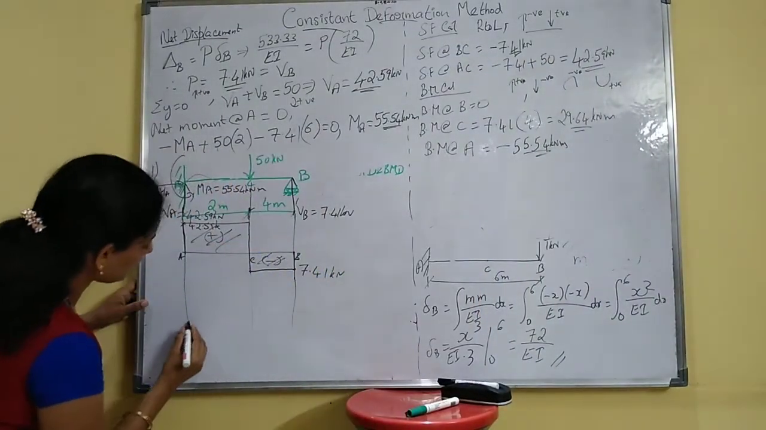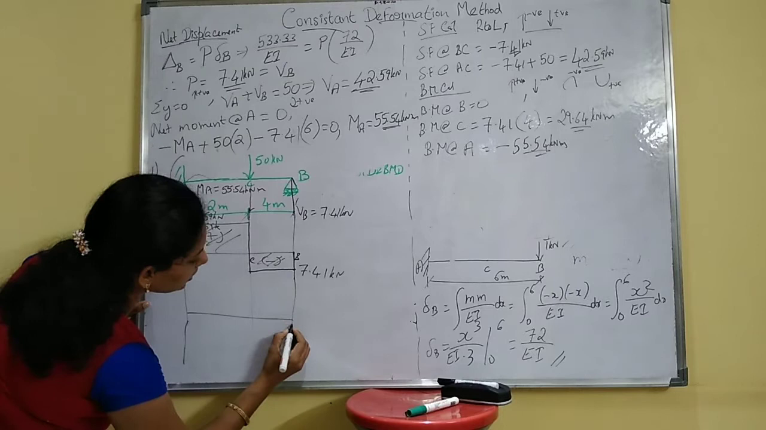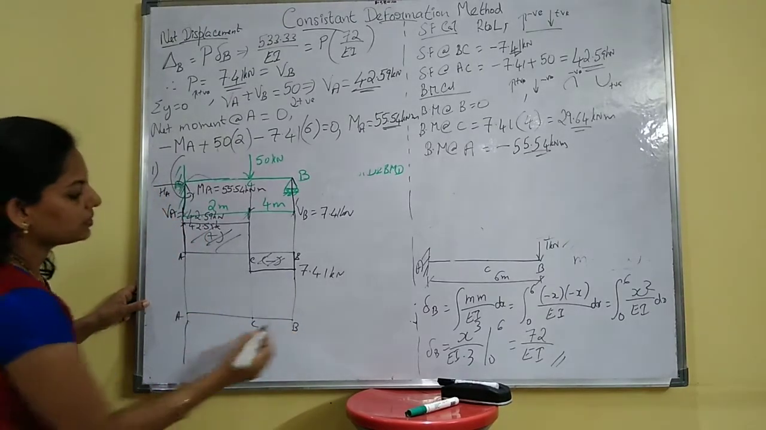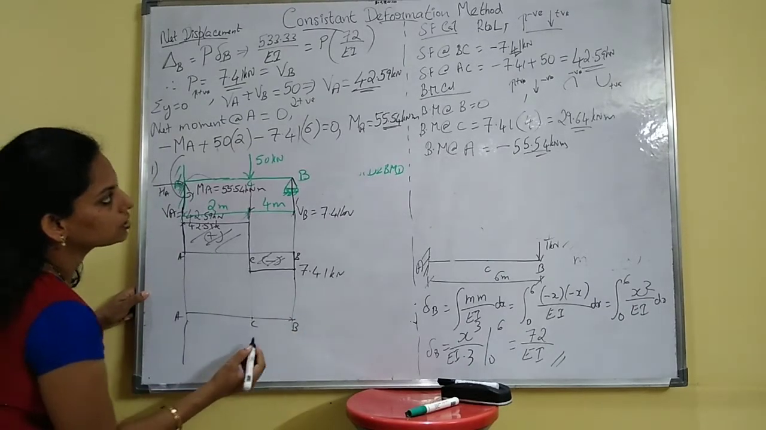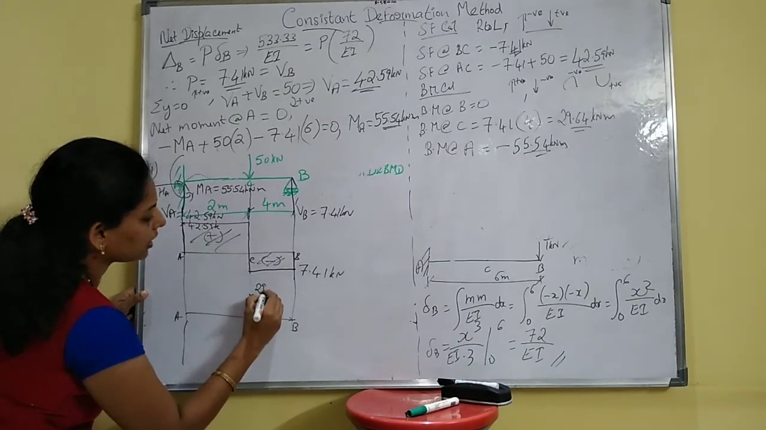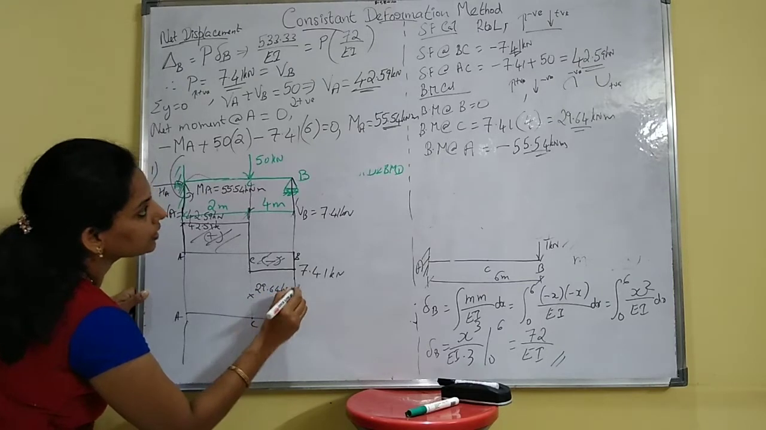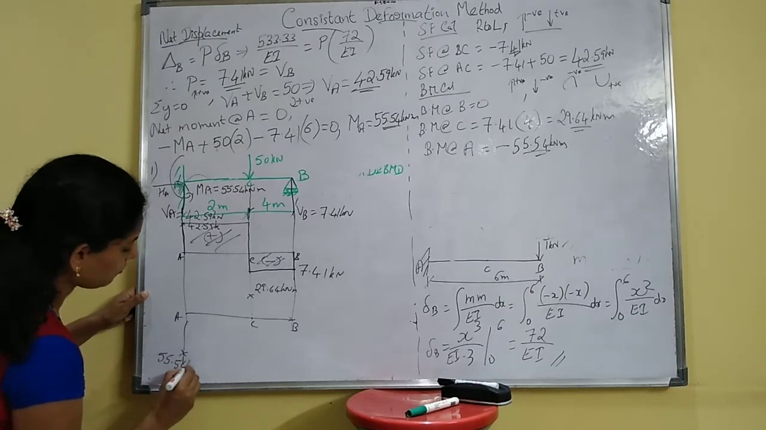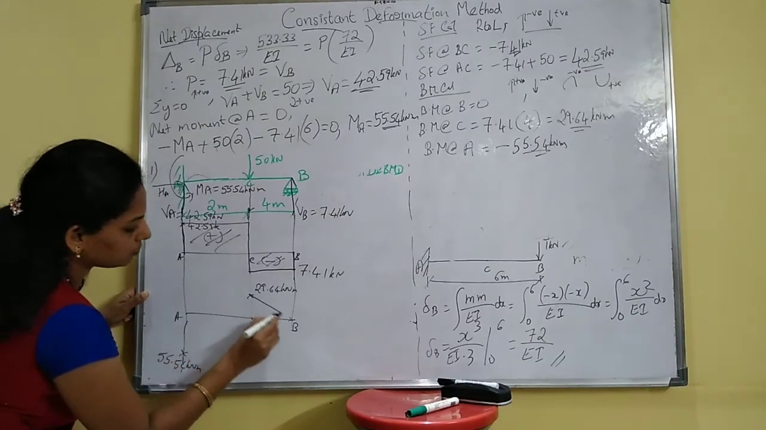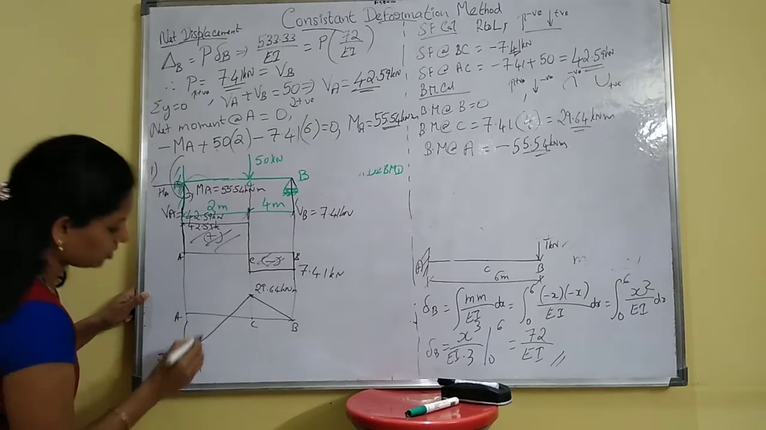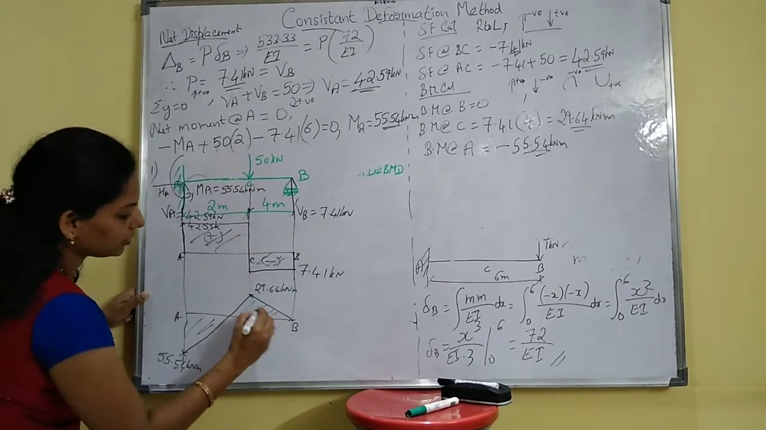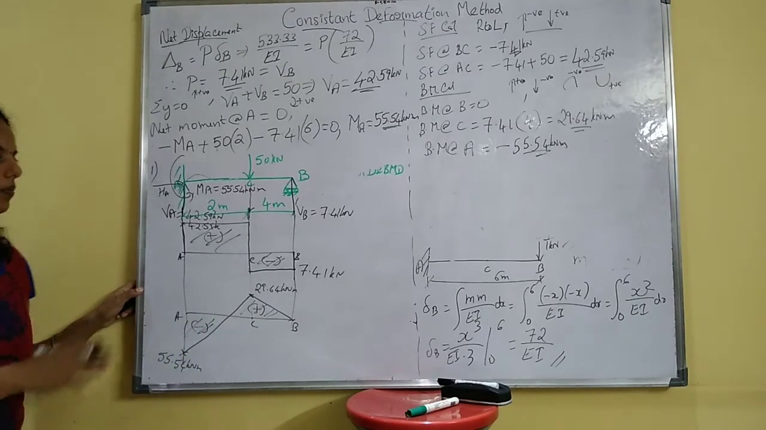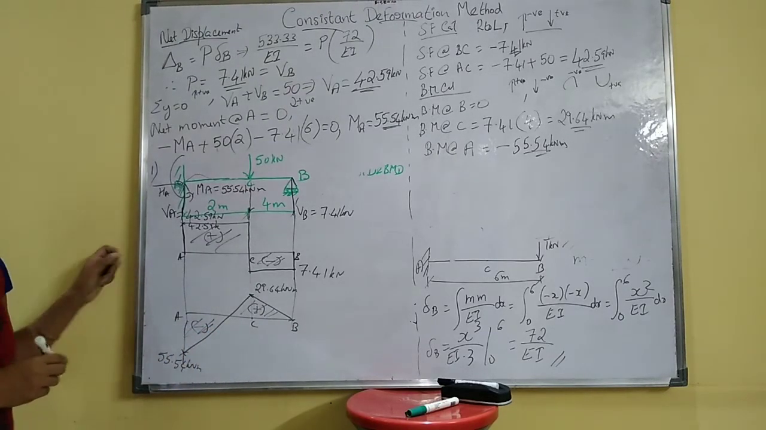Okay, once the calculation is done, just mark and draw the bending moment diagram. ACB, so at B is equal to 0, at C is equal to plus 29.64, at A is equal to minus 55.54, plus to minus. So this is your bending moment diagram. Here you have plus and here you have minus. So this is the bending moment diagram. Okay. Thank you.